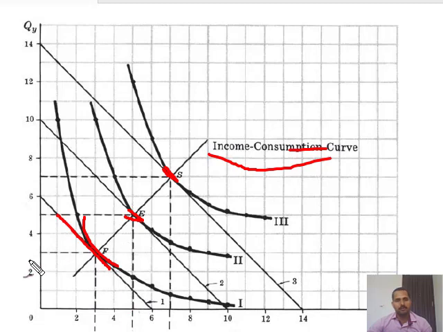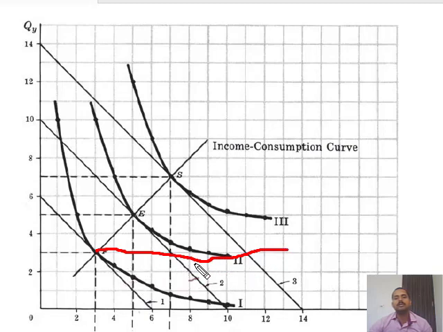Firstly, the consumer was consuming somewhat more than 4, but after income increases, he is consuming 5, and when income increases further, he is consuming 7. But if QY is an inferior good, then if income increases, he will not consume more of that commodity. He will consume less of that commodity. So the equilibrium point the next time will not be this one. The equilibrium point will be lower than this line.